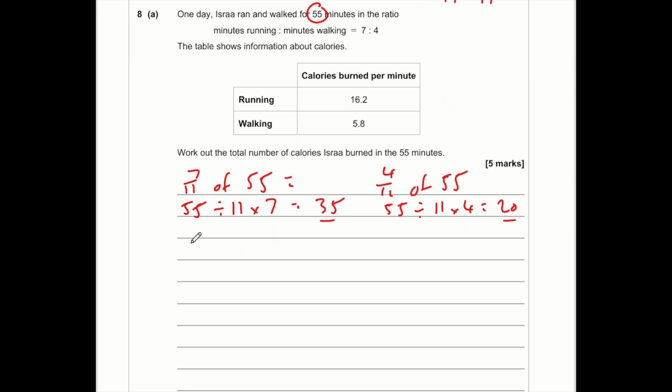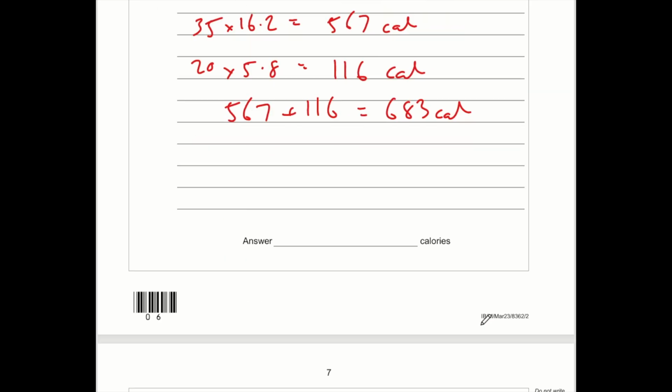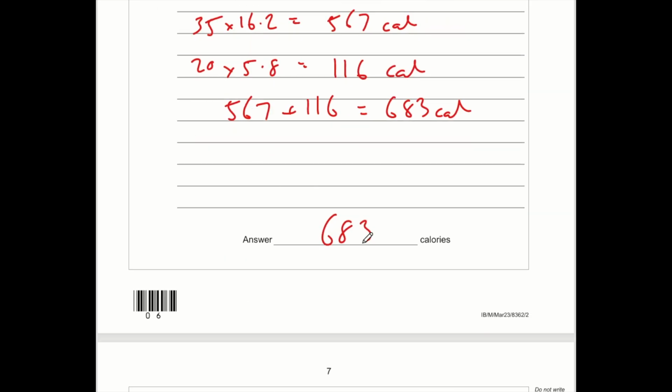So what we need to do now is, well, 35 minutes walking, so that's 35 multiplied by 16.2, and separately 20 times by 5.8. 35 multiplied by 16.2 is 567 calories, and 20 times 5.8 is 116 calories. So the total number of calories is 567 plus the 116, and that comes to 683, which is the final answer. There we go, 683.